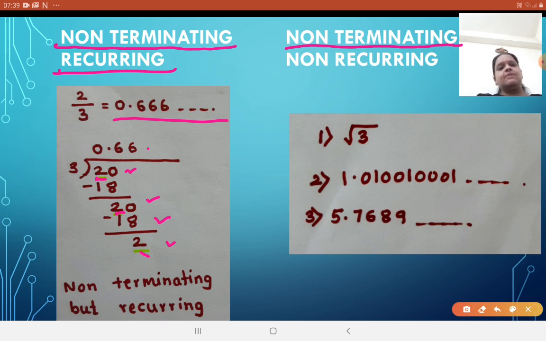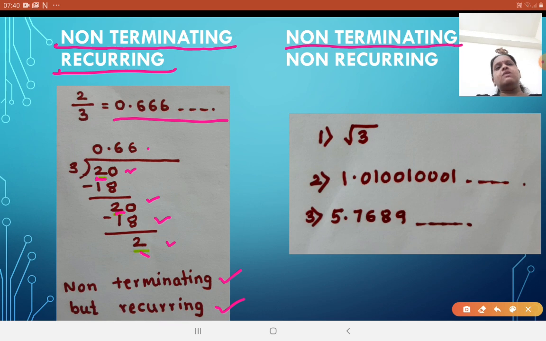Correct. So this type of number is called what? Non-terminating but recurring. Is it correct? Is this concept clear? Non-terminating means the remainder cannot be 0. Recurring means it is repeating again and again. Repeating does not mean at each and every step; sometimes it is repeating as a group.